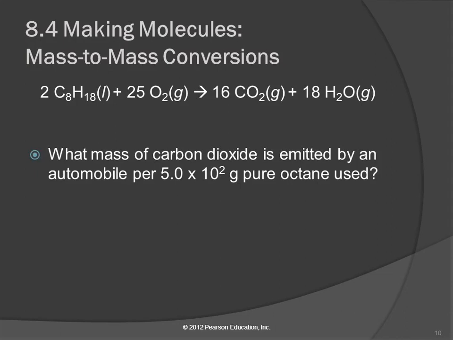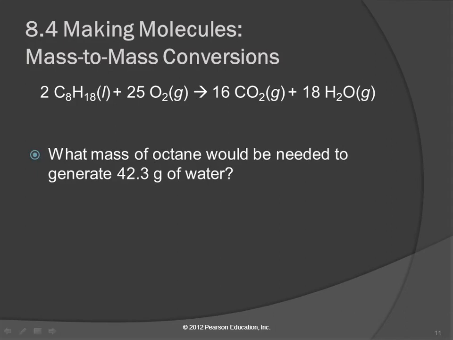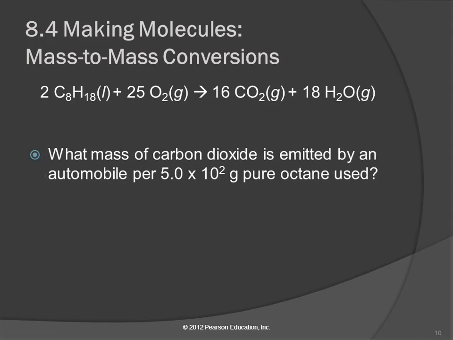The question is what mass? The mass unit that we use in chemistry is grams, so I'll start writing. Question mark, grams. How many grams of that? That's what we're trying to figure out. And then they're giving us this number, grams of pure octane. That's the only one that we don't have a clue about the name, so this must be the octane. So I'm going to write 5.0 times 10 to the 2 grams.